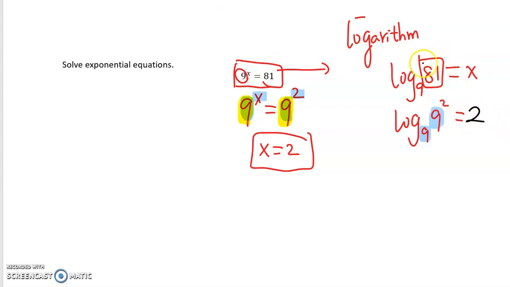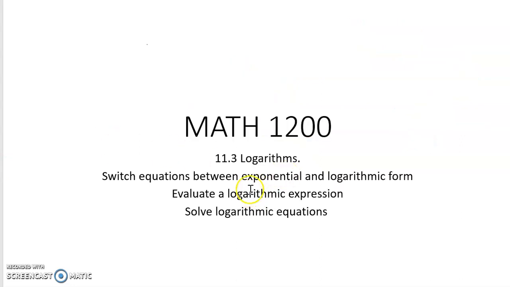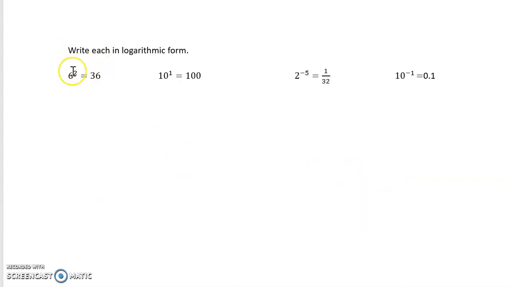Whenever we see the expression log base 9 of 81, it's like asking: 9 to which exponent equals 81? It's just a different way of writing the exponential equation. So this gives us a new type of operation, which is the logarithm. The first type of question we're going to learn in this section is how to switch between the exponential equation and the logarithmic form. So we can look at the examples here.